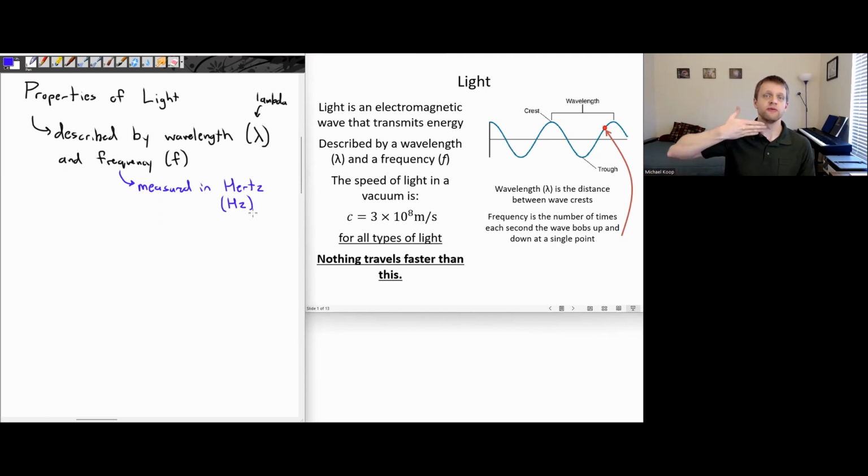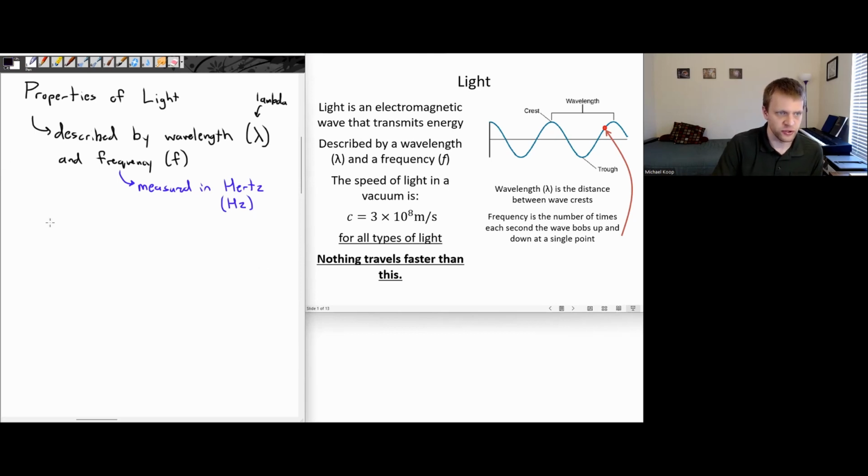How many vibrations do your vocal cords go through per second? Or something like the refresh rate of a computer monitor. If you look up your monitor settings, it might have a 60 hertz refresh rate or an 80 hertz refresh rate. That's how many refreshes of that video screen it's going through per second.